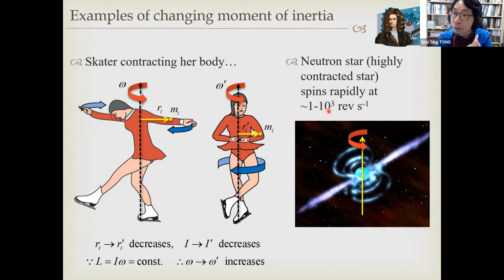And the typical speed of rotation of a neutron star is several thousand revolutions per second. It is actually the fastest rotating object in the universe. Okay, so that is the picture of a rotating neutron star. Now let's give you a video to show you the skater.